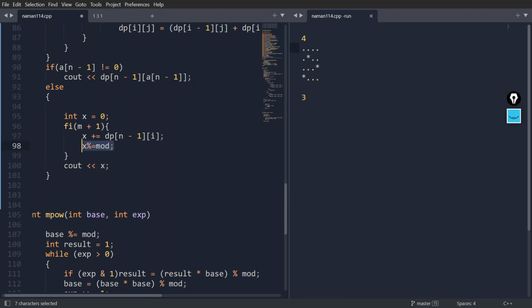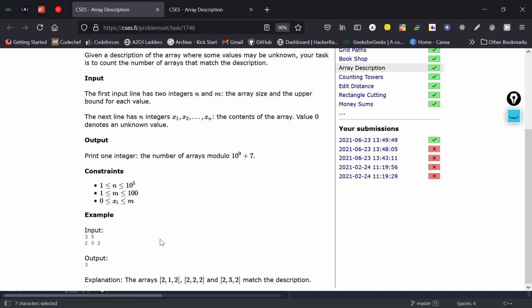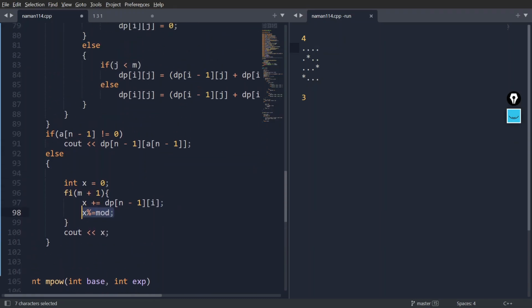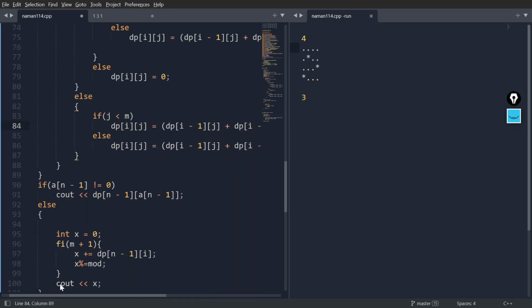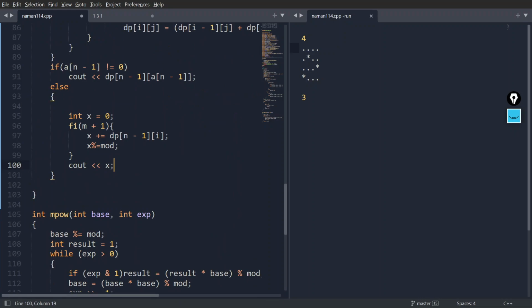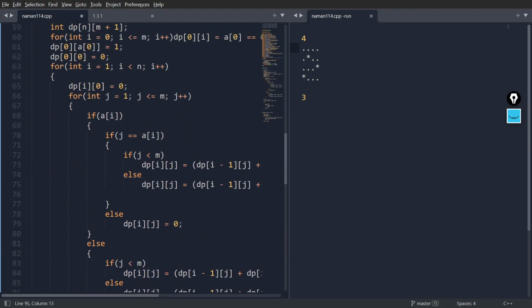And of course, we would be using the modulo because it's written over here. We have to output the number modulo the given value. So I have used the modulo over here also. So yeah, we would just output x. This x is actually the sum of the last row. I hope the code and the approach are clear to you, and how we should think of it.